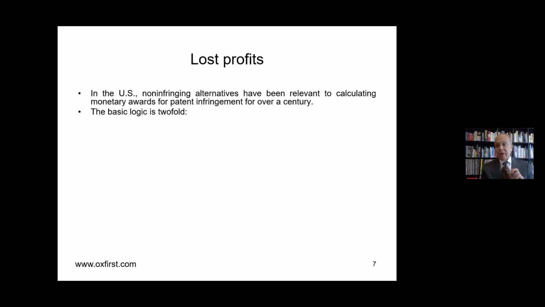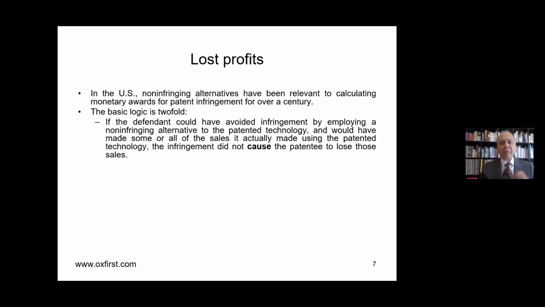And the basic logic here of considering non-infringing alternatives has really 2 parts, or 2 different ways of thinking about it. First of all, if the defendant could have avoided infringement by employing a non-infringing alternative to the patented technology, and if the defendant would have made some or all of the sales it actually made using the patented technology, then the infringement did not cause the patentee to lose those sales. So this would have happened anyway, even if the defendant had not infringed.